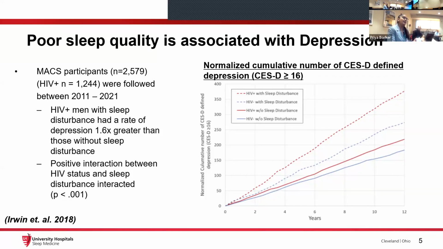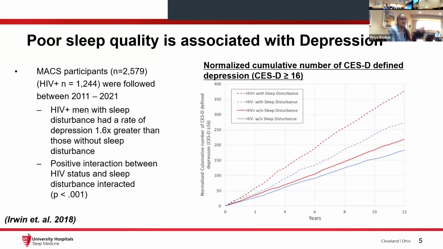And they answered the CESD, which is a questionnaire asking questions to assess levels of depression. And they did this both in HIV positive men as well as in men who have sex with men at risk for HIV, but HIV negative.